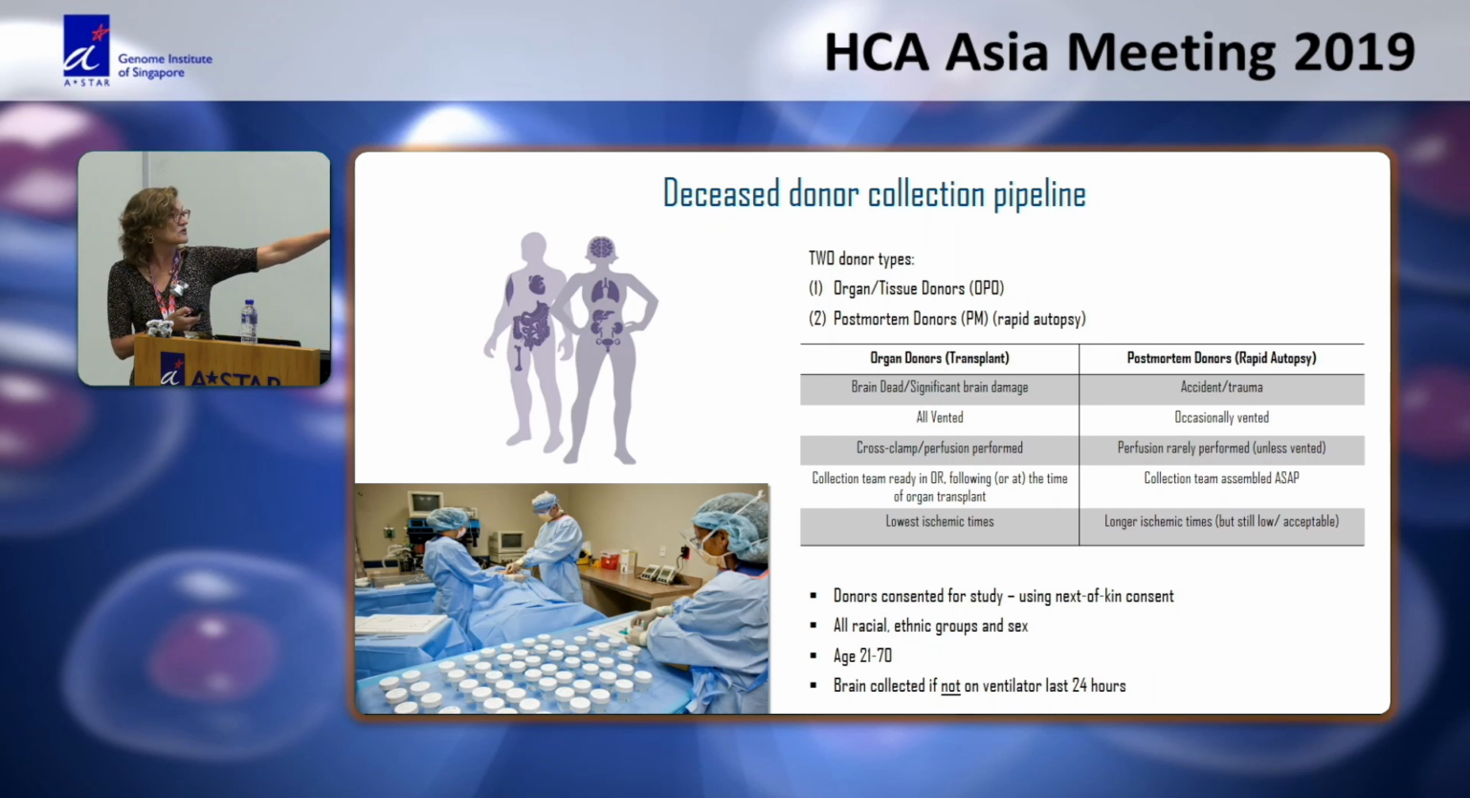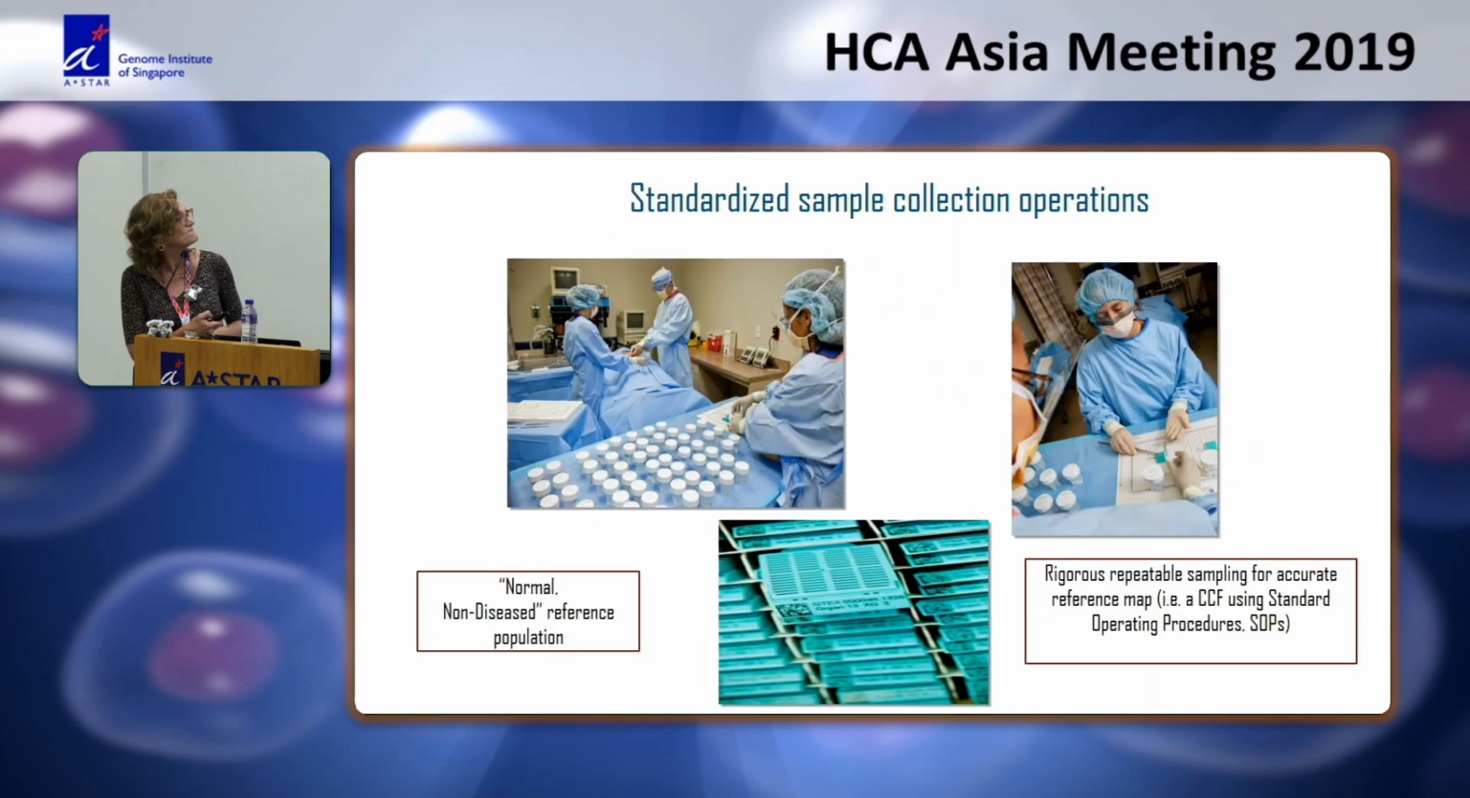Over the study overall, as I said, we used next of kin consent. All racial, ethnic groups and sex were acceptable into the study, and we tried to obtain all of those. It was an adults-only study just to limit the variation because of the numbers of donors. And brains were collected, but only if they were not on ventilators, so that meant most of the brains came from the post-mortem side. And this is what the collections looked like.